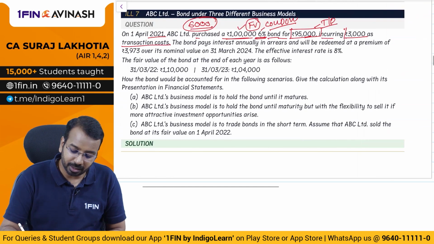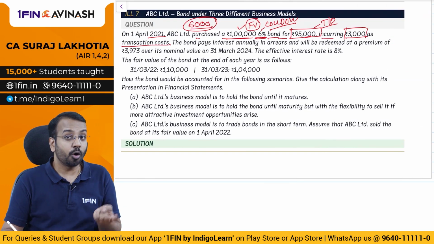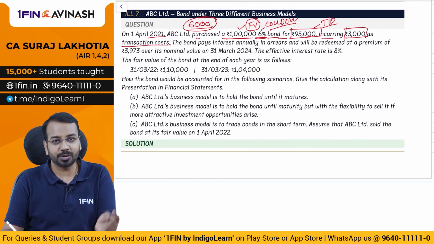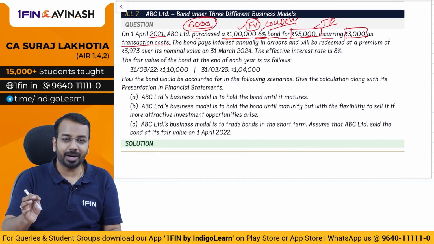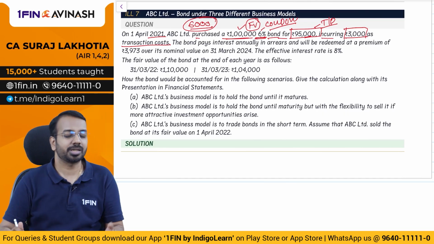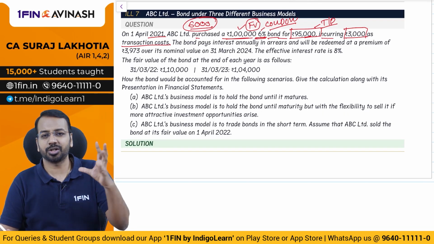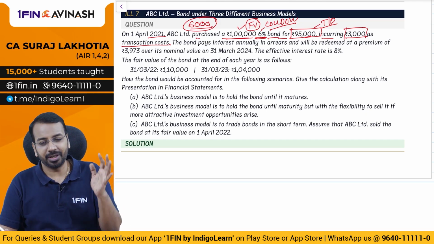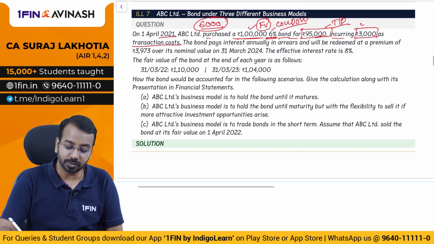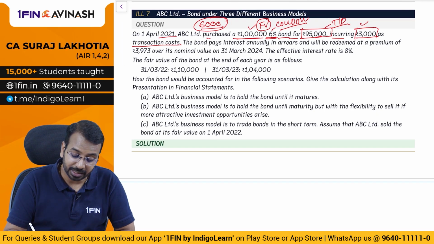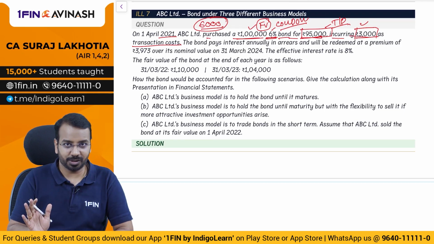And they incurred 3,000 as transaction cost. So how much is my investment? 95,000 I paid to buy the bond. Apart from that, I paid 3,000 as transaction cost. Maybe some brokerage, some registration duty, stamp duty, fees, something. I incurred 3,000. So now what is my total investment? 95 plus 3, 98,000.